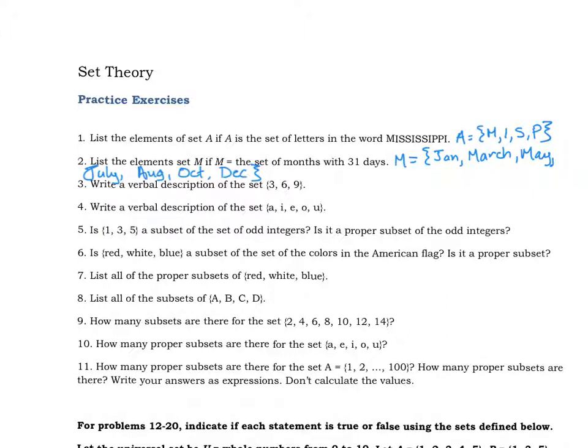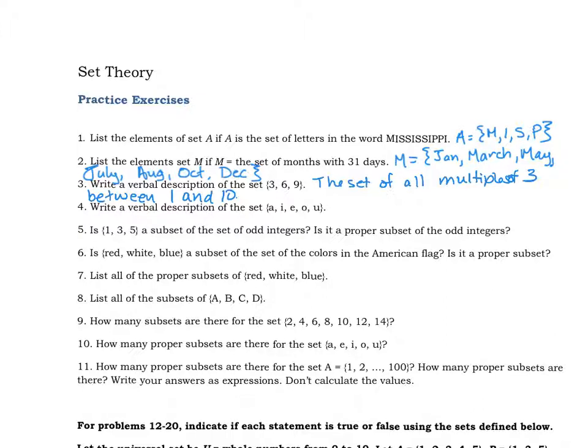Write a verbal description of the set containing elements 3, 6, and 9. So we could say the set of all multiples of 3 between 1 and 10.